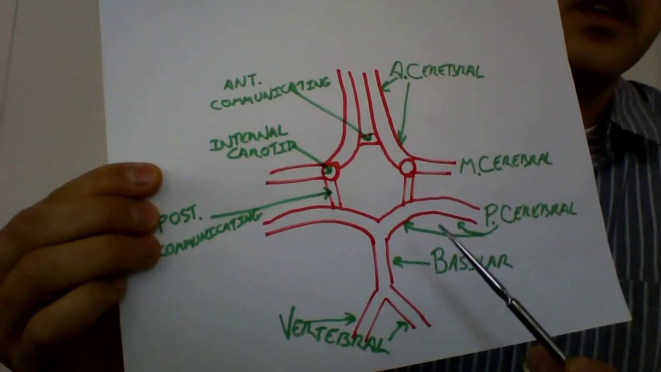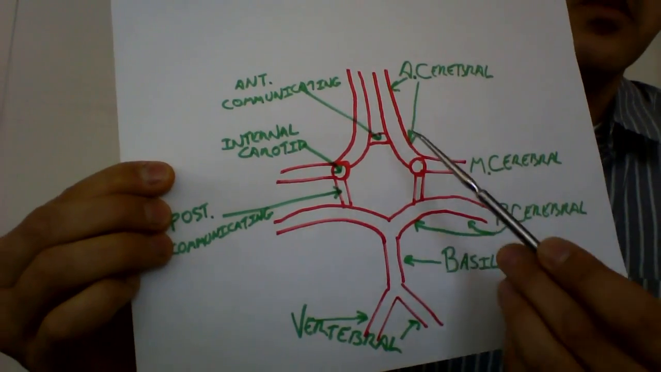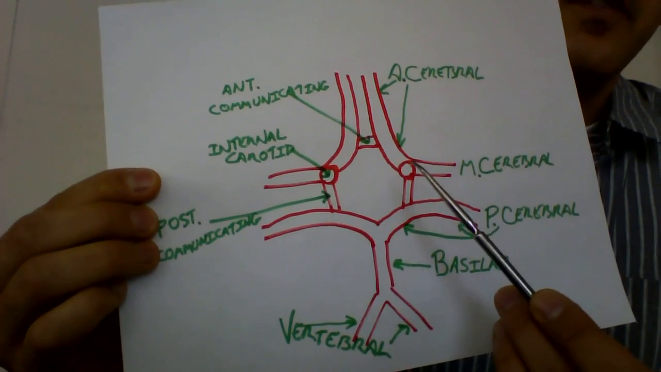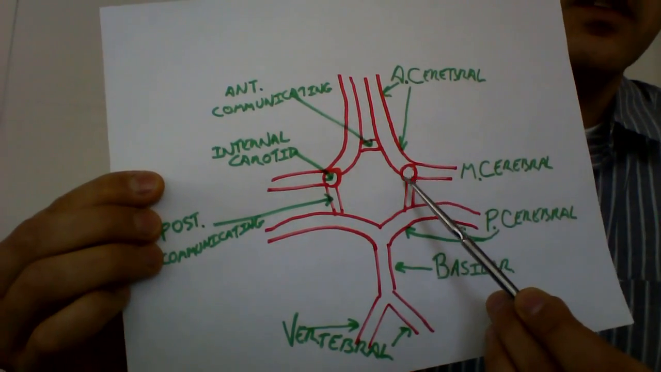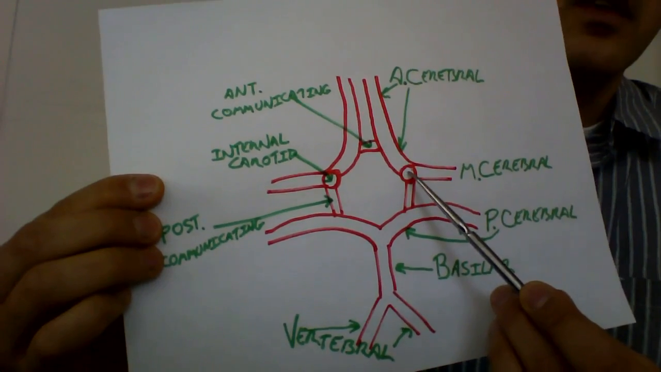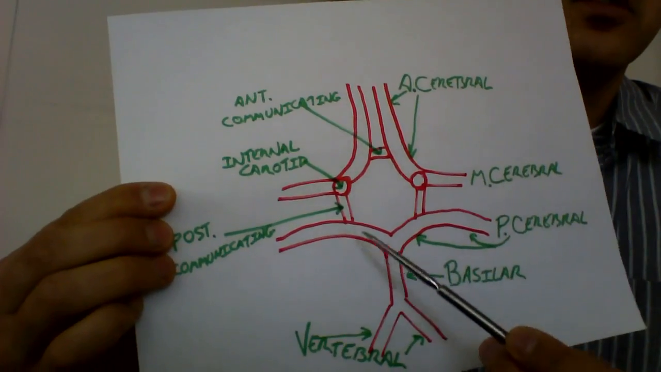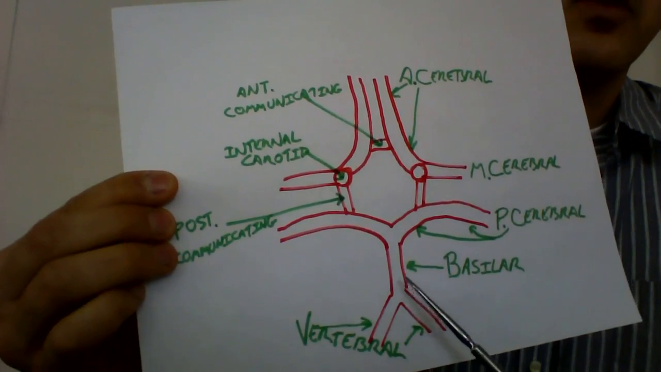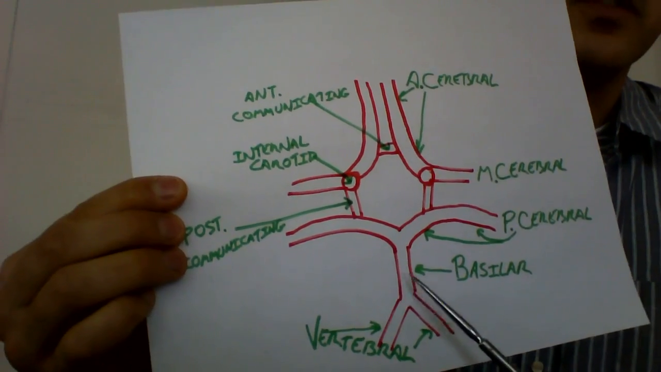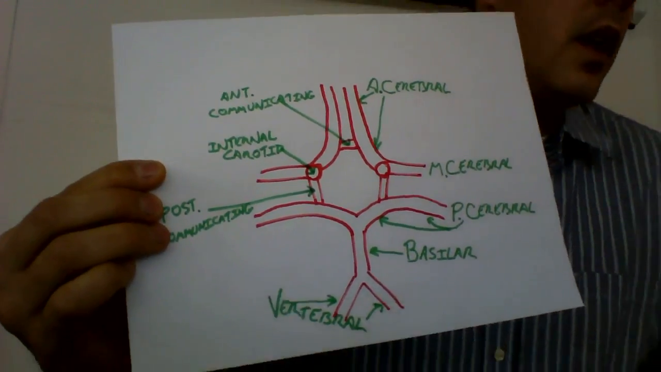What can happen is, because this circle is open and you can get blood flow around this circle, if you close off an internal carotid artery completely, you can still perfuse the entire circle using the other internal carotid artery or that basilar artery from those two vertebrals. Let me show it to you in the skull.